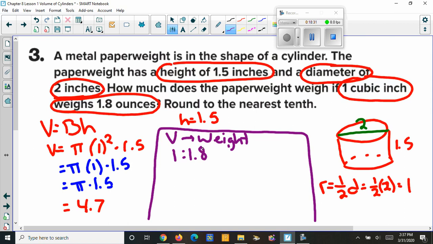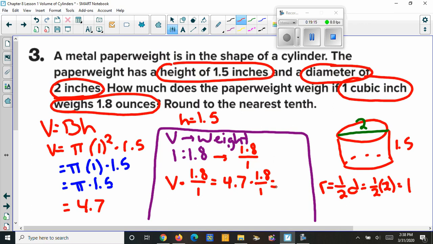Remember, new divided by old. Well, my new is going to be the 1.8. So that's going to go on top. The old is where I'm starting. That's the 1. I need to take the volume and multiply it by that. So we must solve 4.7 times 1.8 over 1. And that will tell us what our answer is. So this is combining what we've already done to something that we are learning now.